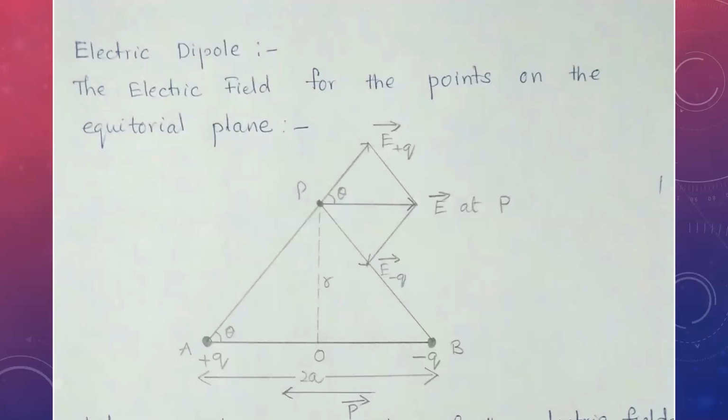At the same time, if we take the components of E minus Q, that is resolution of vectors, E cos theta is along positive x axis and E sin theta is along negative y axis. This is to be noted now. Therefore, the sin theta components of positive charge and negative charge cancel out each other.